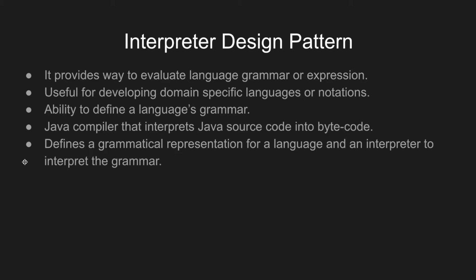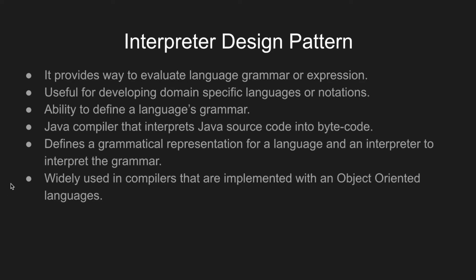For example, if you are designing a big complex grammar which involves n number of rules, then we can use the interpreter design pattern to design those things. And then, this interpreter design pattern is widely used in compilers. If you want to build your own custom compiler, then you could use the interpreter design pattern to design it. Using that pattern, you could design a compiler in such a way that it can be easily extended. So that's the power of the interpreter design pattern.